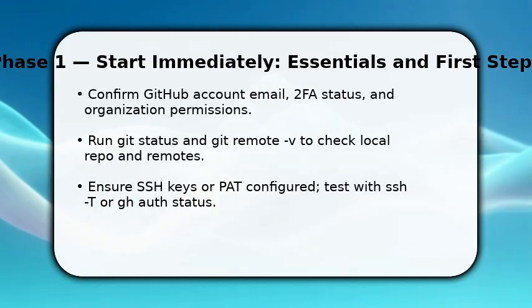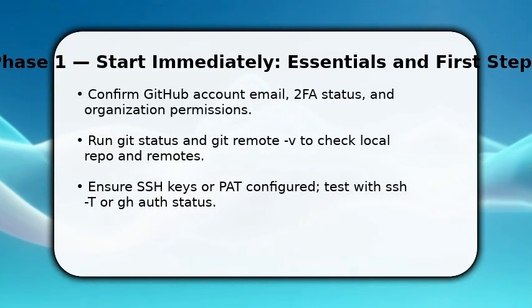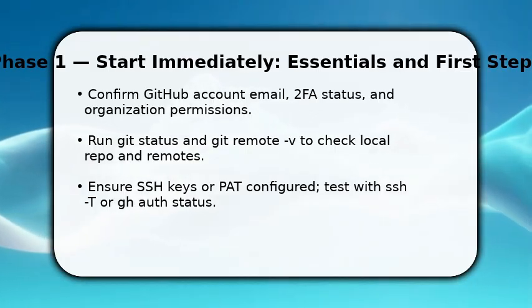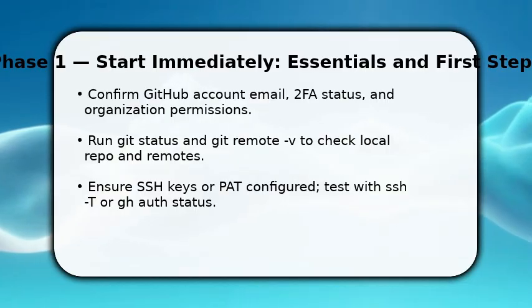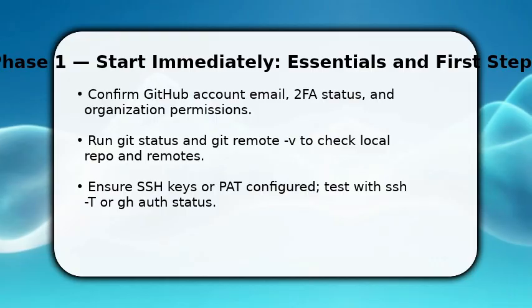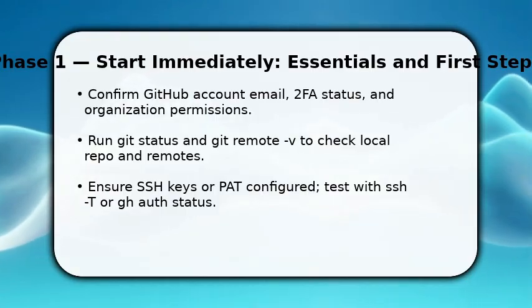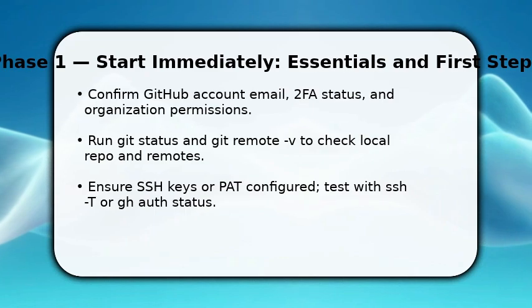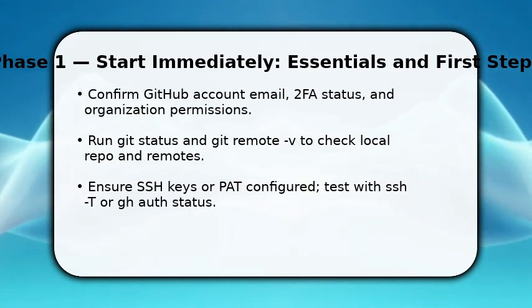Then, run git status and git remote -v to see unstaged changes and where pushes go. Finally, verify authentication. Test SSH with ssh -T git@github.com or check a personal access token with gh auth status. Once done, you'll have a reliable baseline to proceed with fixes.